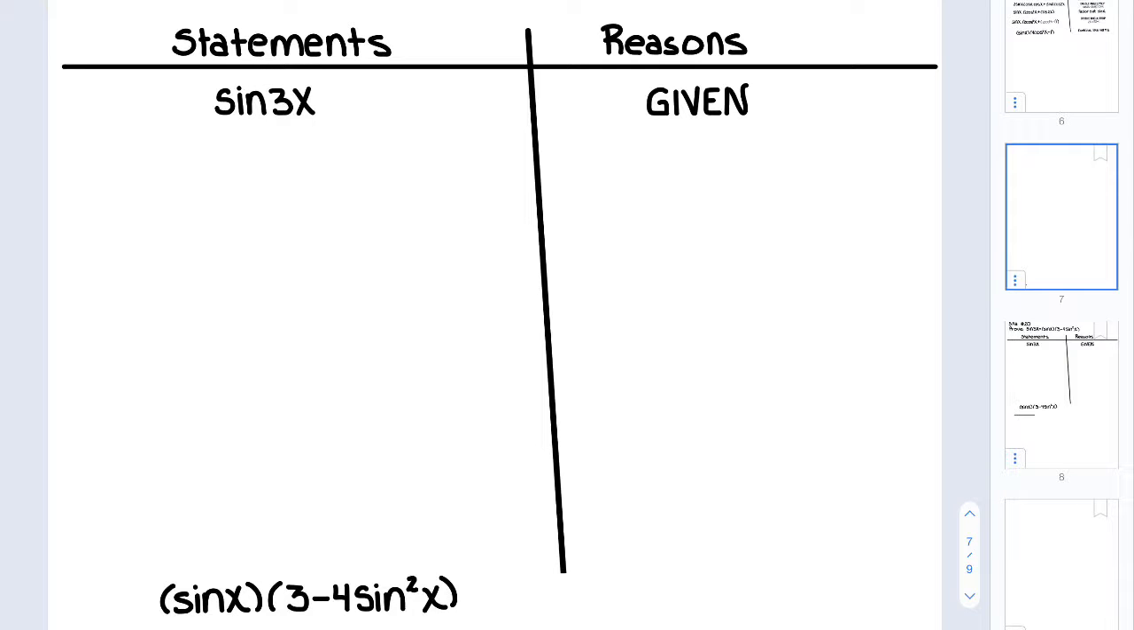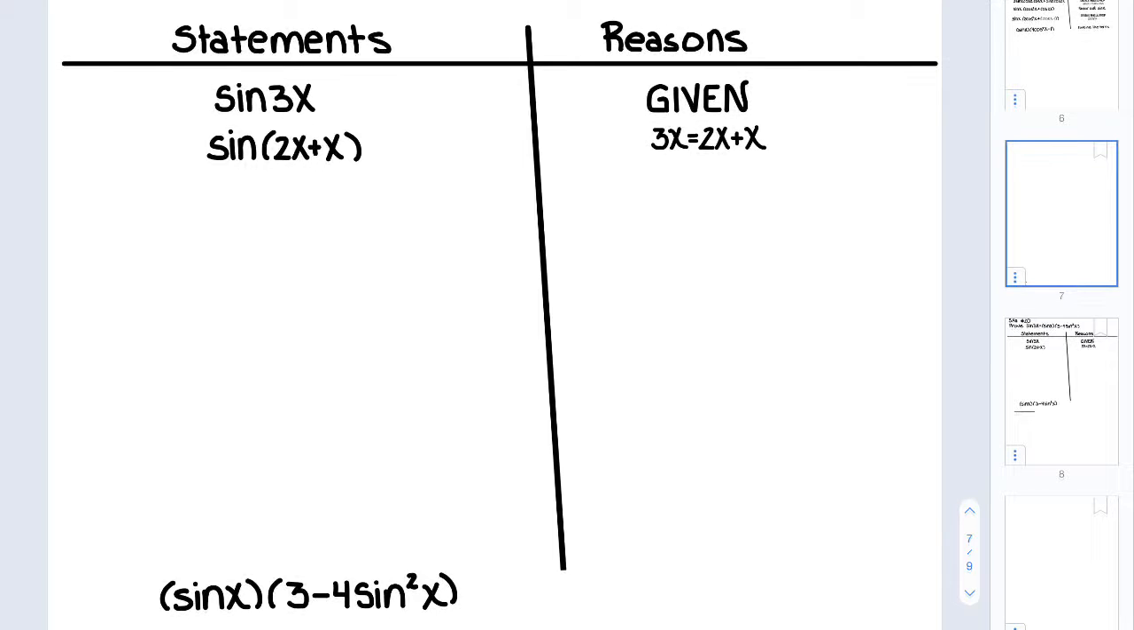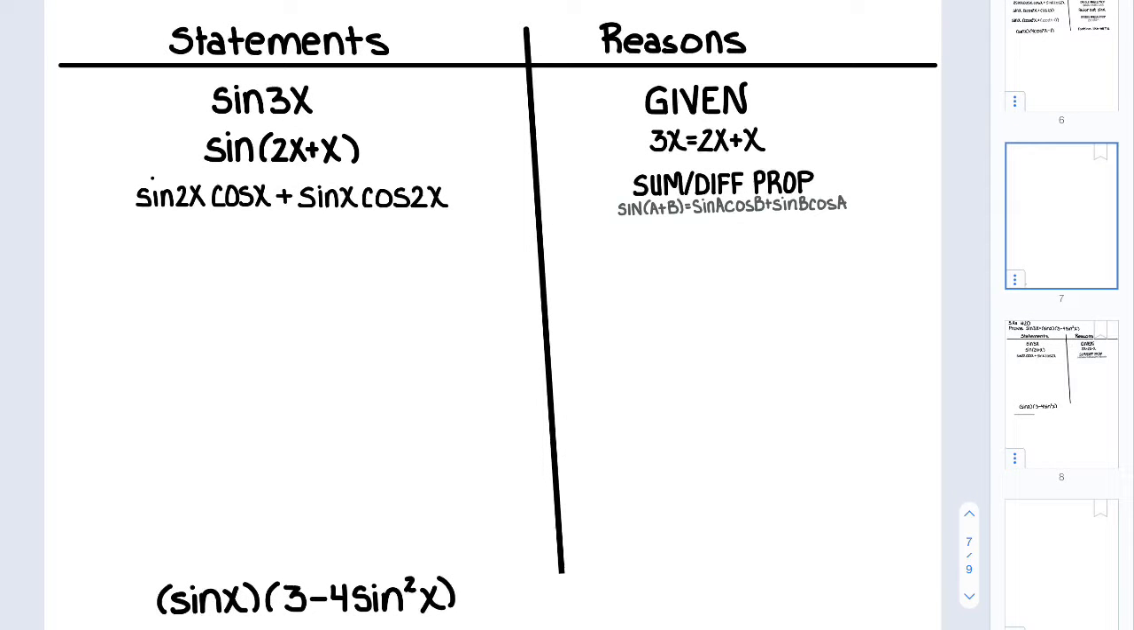My first statement is called the given. I'm going to rewrite 3x as 2x plus x. 2x will be the a and x will be the b in the sum difference property that I'm going to use next to expand. Applying the sum difference property to the sine of 2x plus x, where 2x is my a and x is my b, I get the third statement.